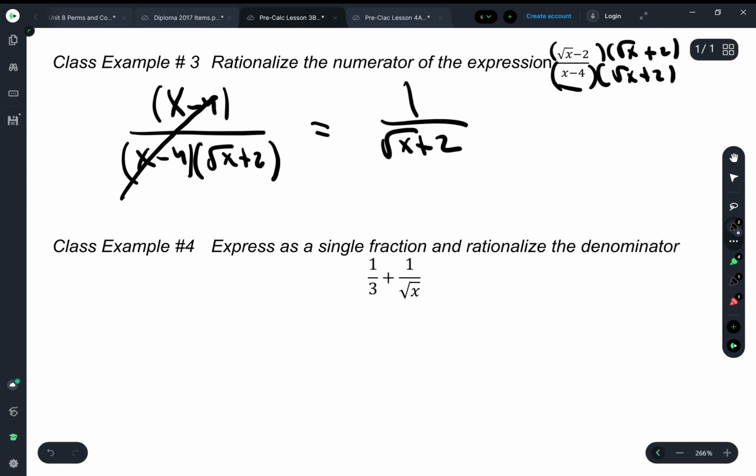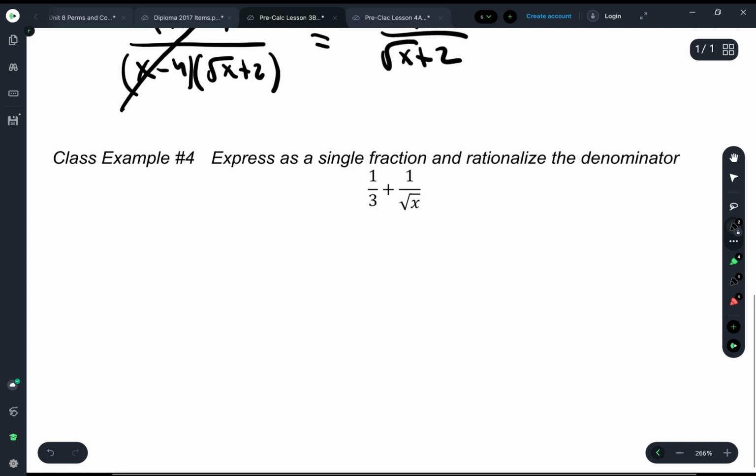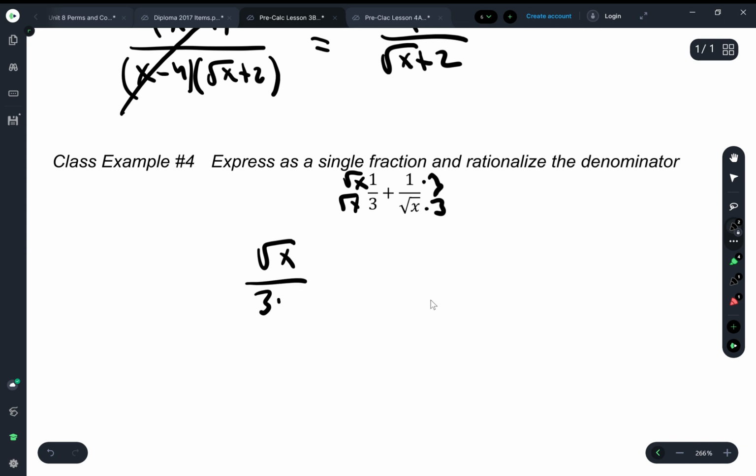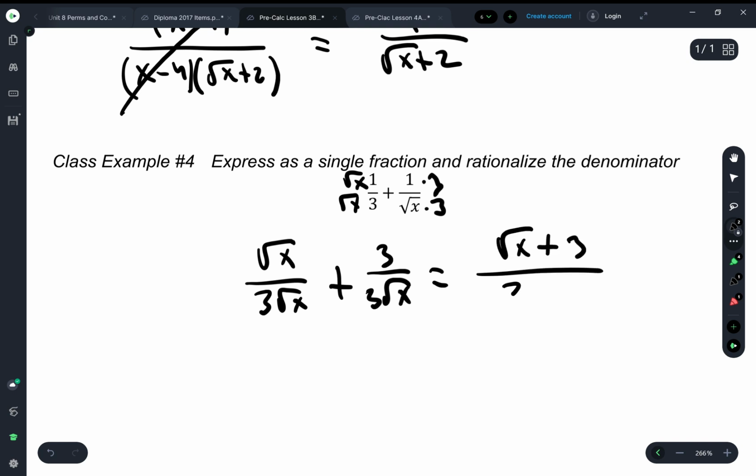Okay, and the last one here, express as a single fraction and rationalize the denominator. So 1/3 plus 1 over root x. So first off, we would like to go ahead and put these together first. So we're going to times by 3 to top and bottom here, root x to top and bottom here. So we're dealing with 3 root x, plus 3 over 3 root x. So we're dealing with root x plus 3 over 3 root x.